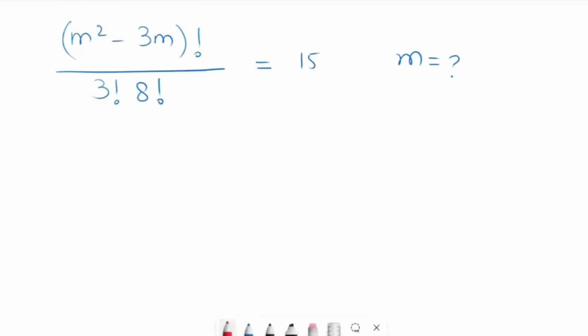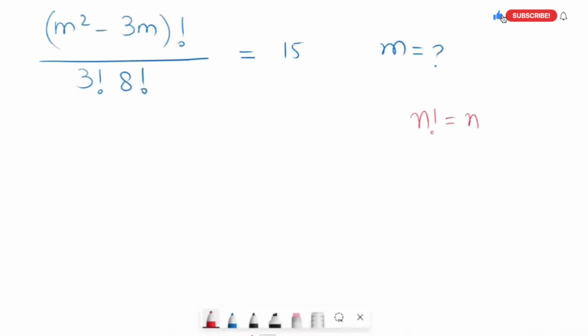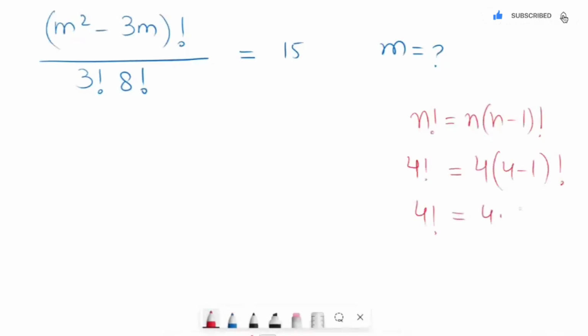First, you need to know about factorials. A factorial is the multiplication of one number with the numbers below it, or we can say that it is the product of all the integers below it down to a given positive integer. The general formula is n! = n times (n − 1)!. For 4!, we write 4 times (4 − 1)!, so 4! equals 4 times 3!.